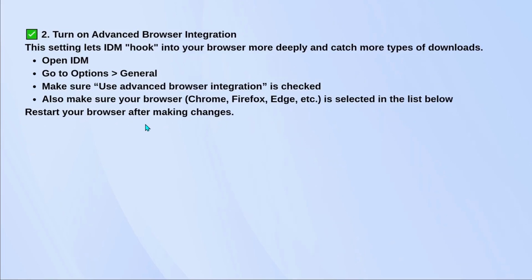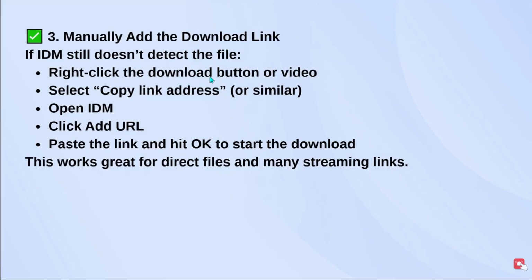If IDM still isn't picking up the download, try adding the link manually. Right-click on the download button or video you want, select Copy Link Address or something similar. Then go back into IDM, click Add URL, paste the link, hit OK, and the download should start.